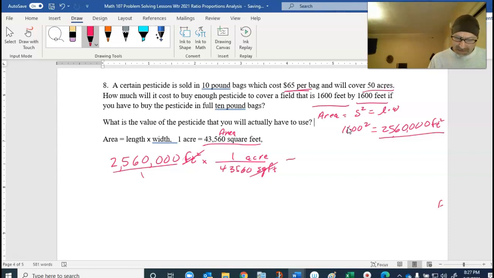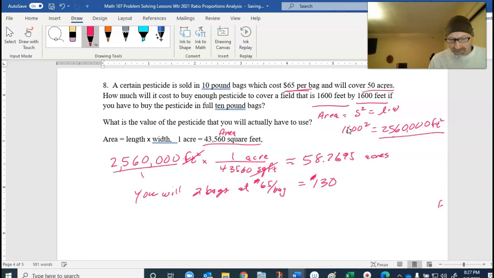And that is about 58.7695 acres, so about 59 acres. Now, if one bag covers 50 acres, you're going to have to buy a second bag because it won't be enough. So you will need 2 bags at $65 per bag. So that's going to be $130 that it'll cost you to buy the pesticide. Now you're not going to use all of it.